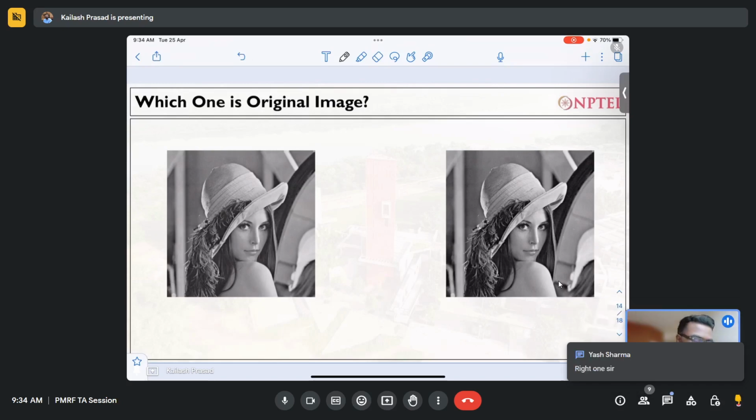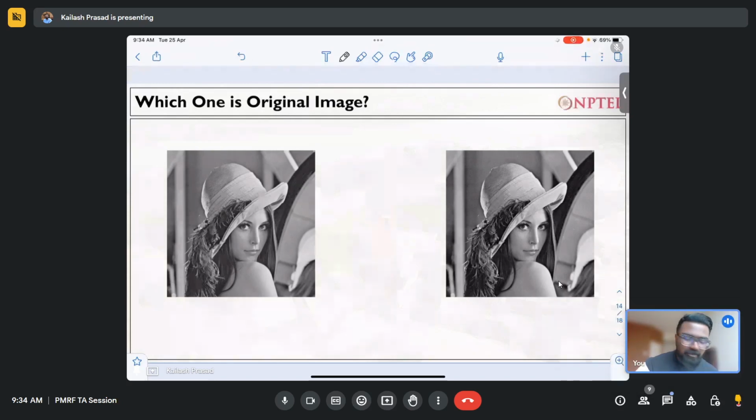But let me tell you that the left one is the original image, not the right one. The left one is the original image, and I have done some approximation, and the right one is an approximated image.